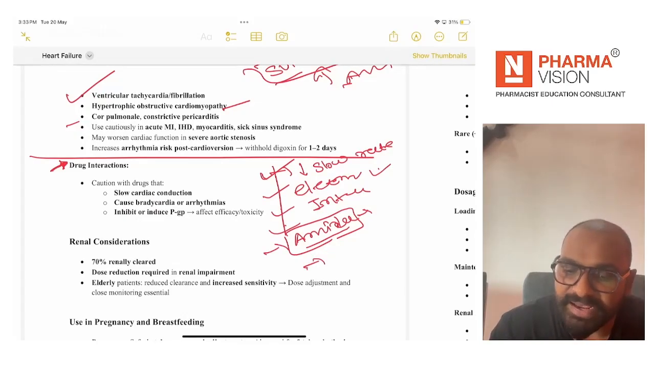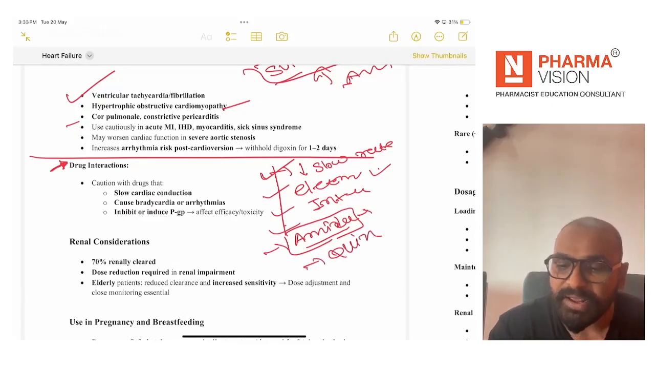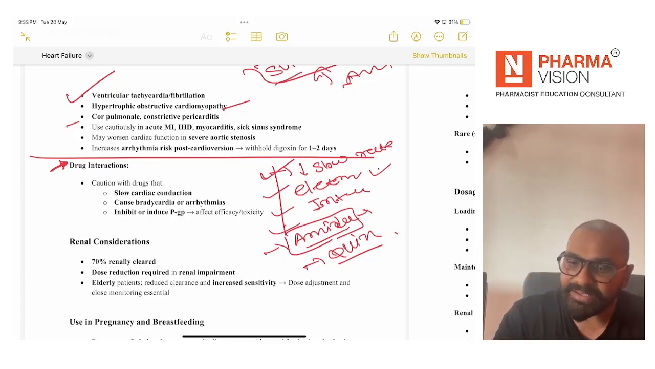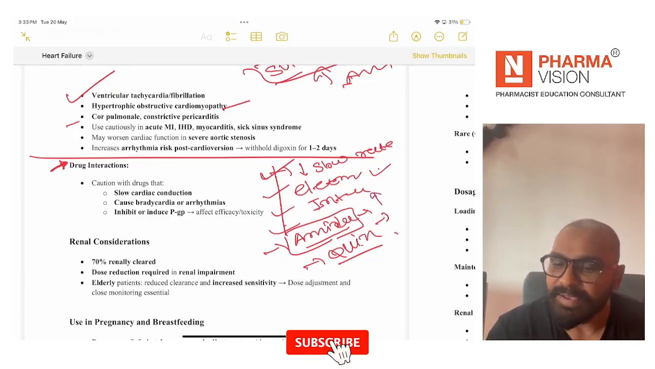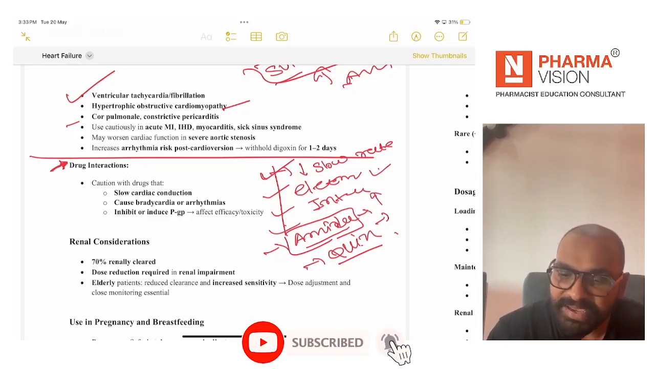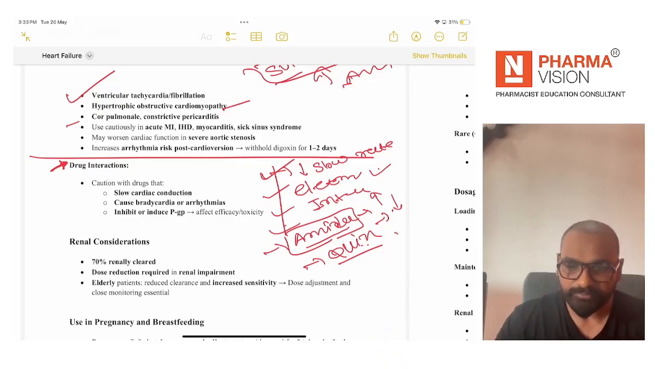Now the second combination is quinine or quinidine. This medication is also used for arrhythmia, and digoxin is also used for arrhythmia and heart failure. In a similar way, quinidine also increases the digoxin level. That means when the patient is taking this combination, we always have to decrease the digoxin dose. These are the most important drug interaction related points.